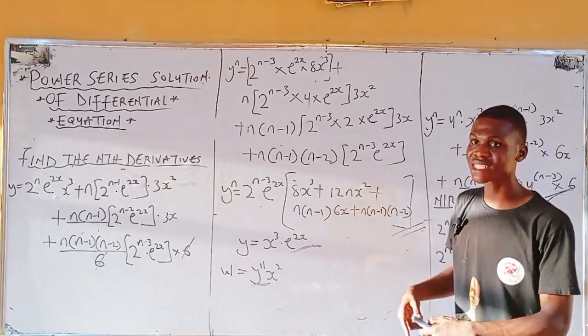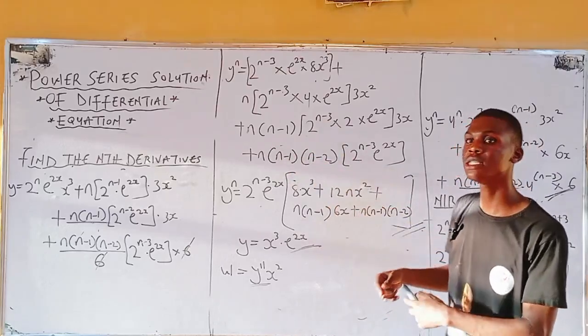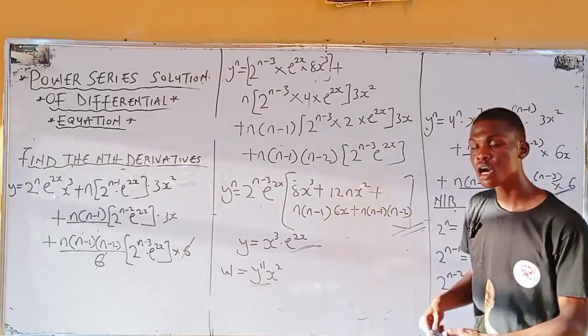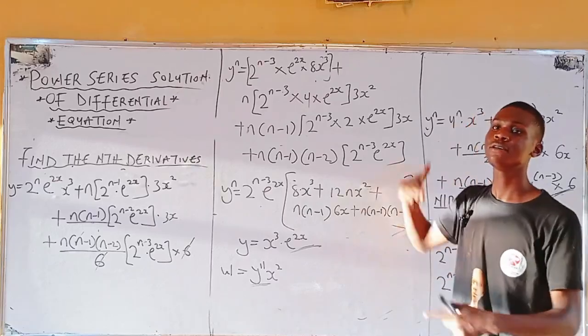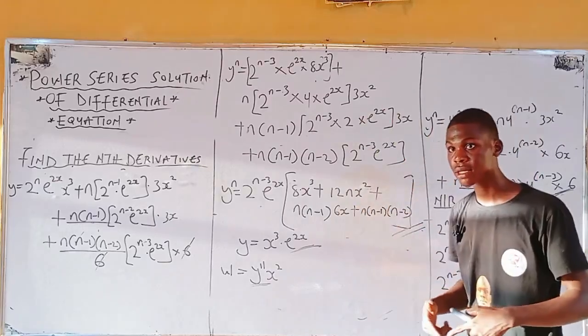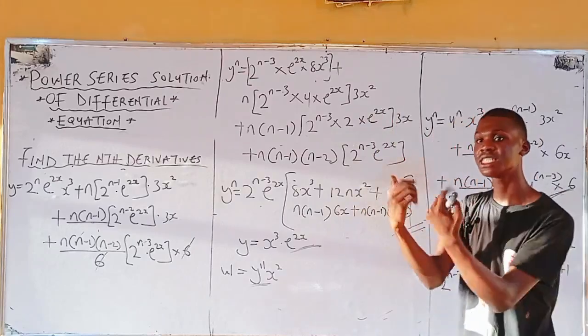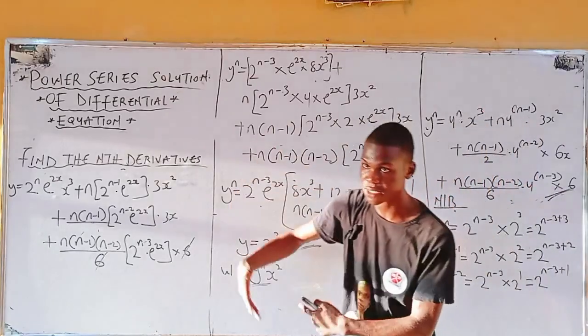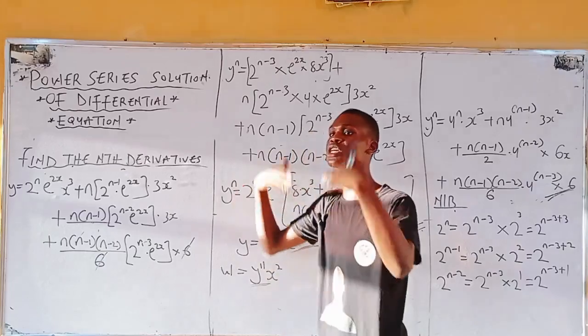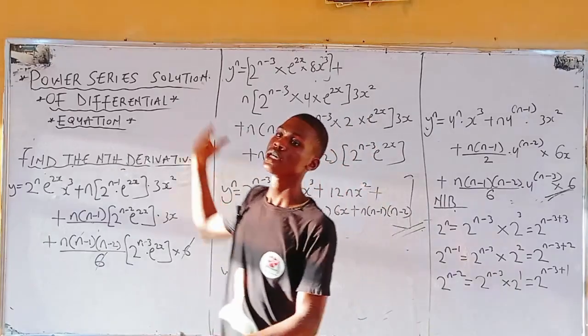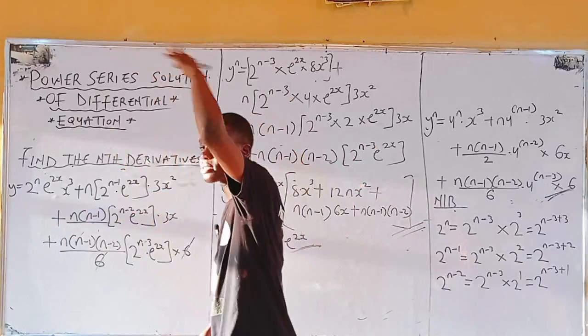By series solution, we are saying that the nth derivative of your u multiplying the function of your v, right, plus your u is decreasing, multiplying the first derivative, plus your u keeps decreasing, multiplying the second derivative, up to the last function.